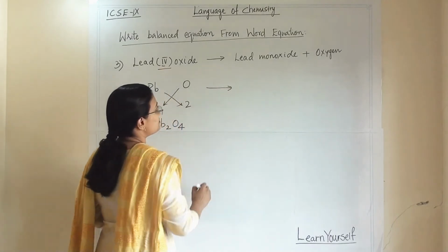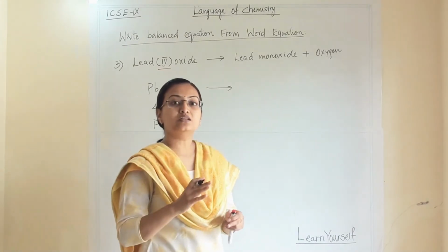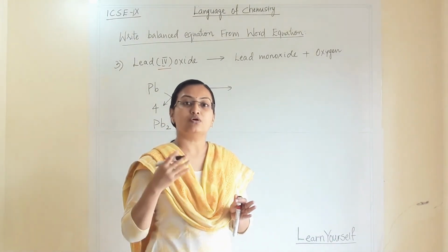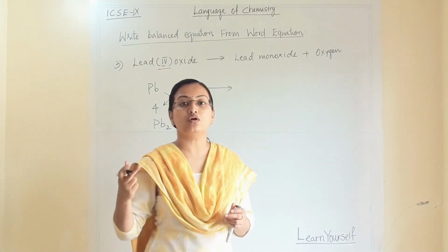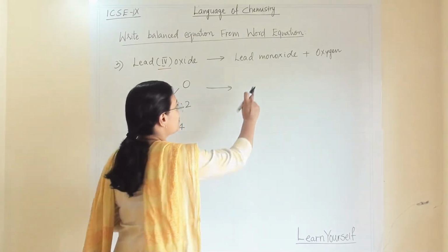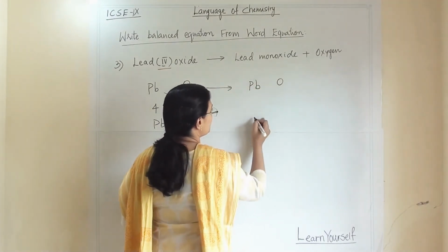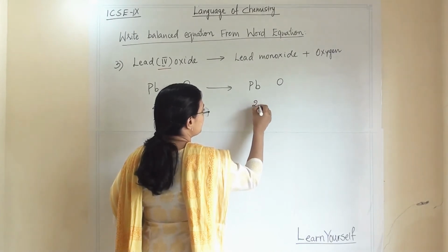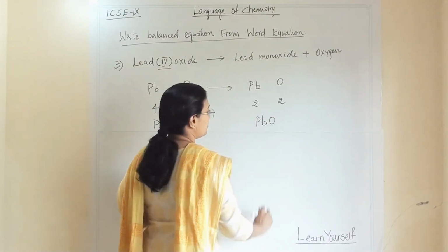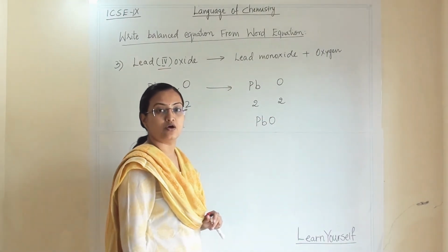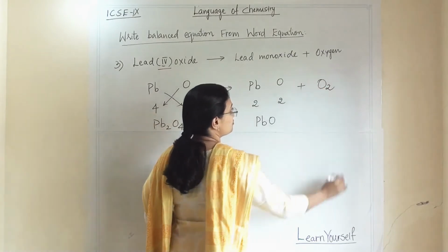Now towards the product side, lead monoxide. Monoxide means 1 oxygen, or oxide is also 1 oxygen. Whenever it is dioxide, that means 2 oxygen is reacting with it. So here monoxide means only 1 oxygen. So lead and oxygen: lead we know it is 2, oxygen we know it is 2. So here it is PbO, it is lead oxide. Now oxygen. Oxygen cannot be alone, so it is O2.